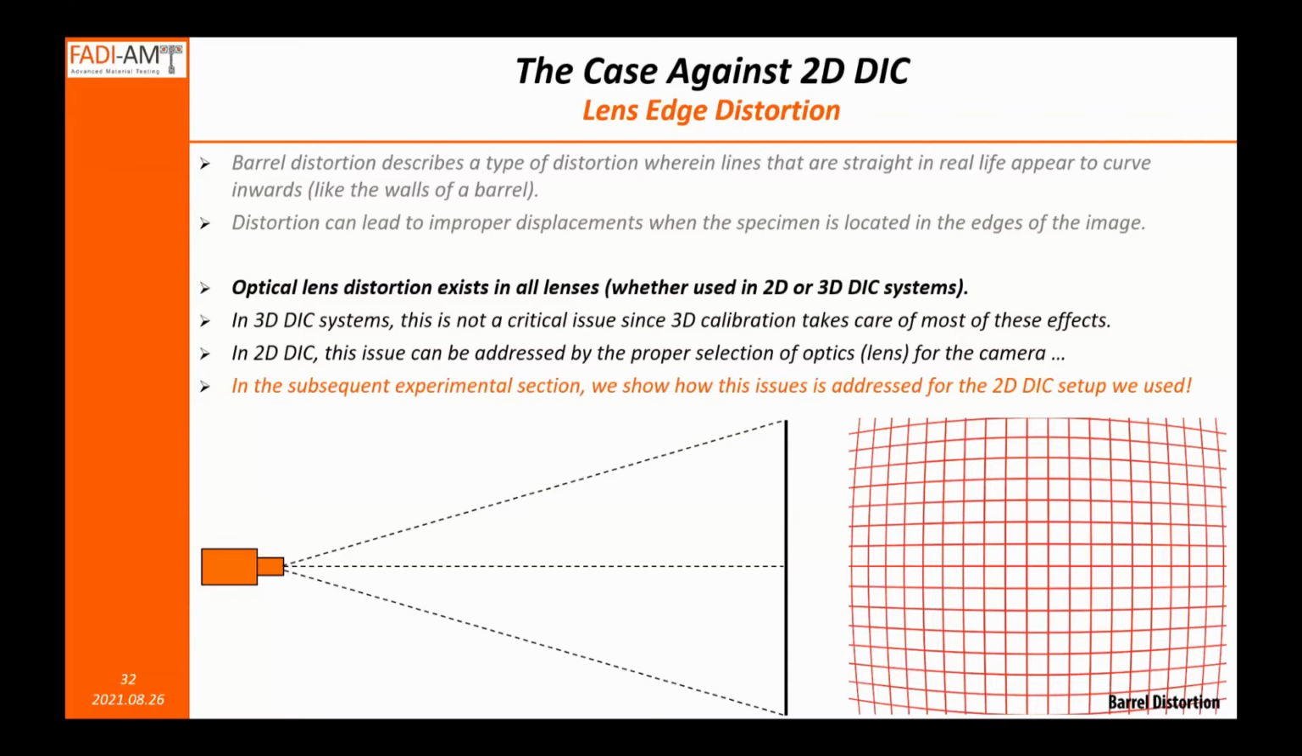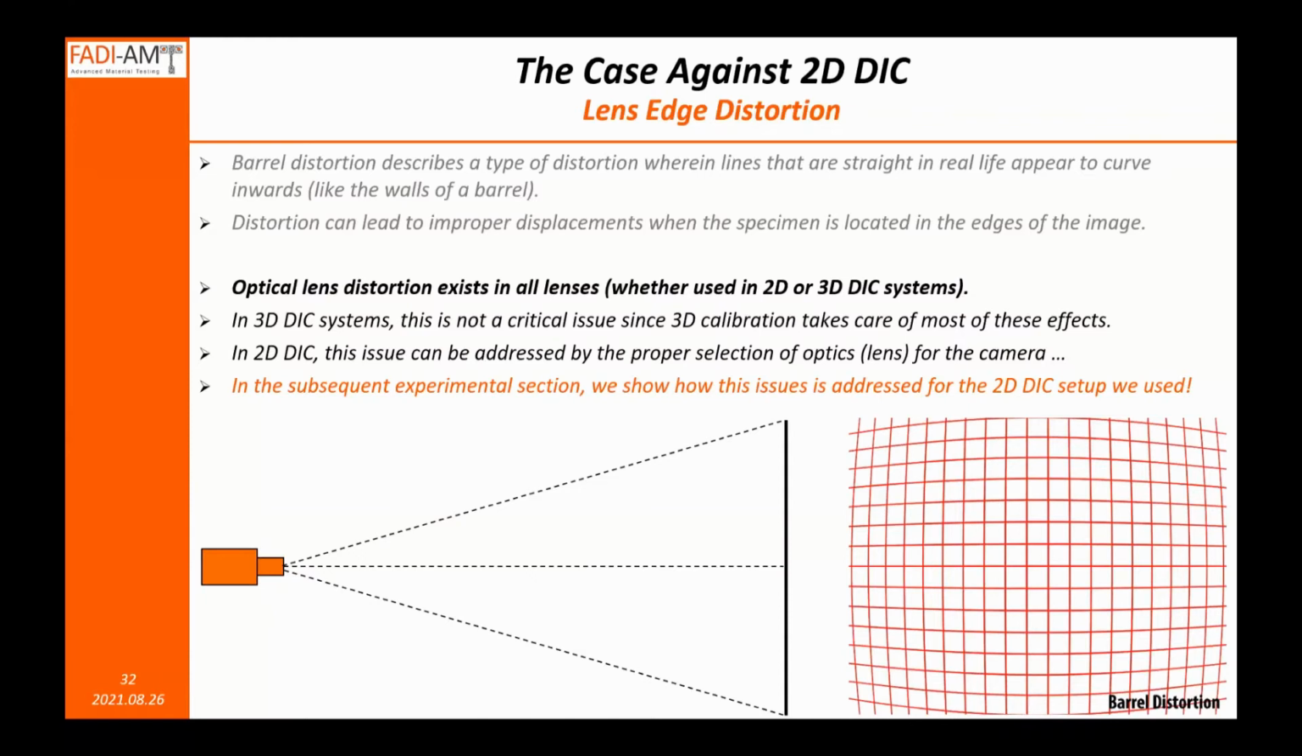However, in 3D DIC systems, it's not that critical of an issue because we have the calibration. So that takes care of it, or most of it, in a 3D DIC system, so you don't have to worry about it that much. In 2D DIC systems, of course, there is no calibration. So what do we do with it? It can be addressed.